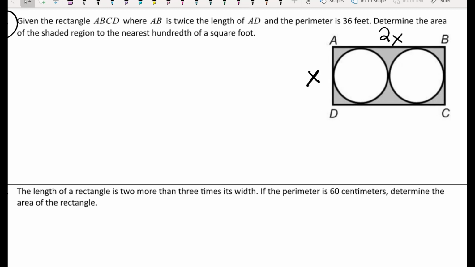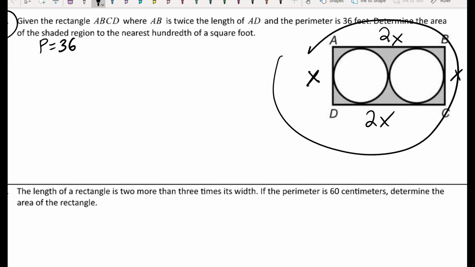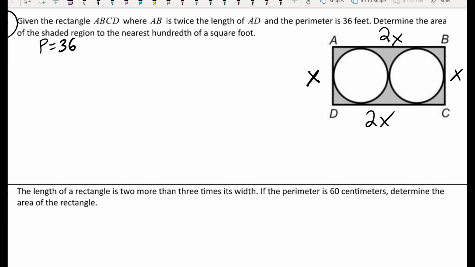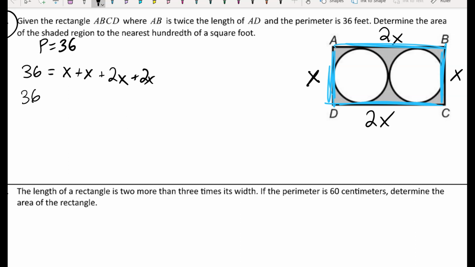Now for a rectangle, remember opposite sides are equal, so I could label BC as x, and DC as 2x. And they tell me my perimeter is 36 feet. And remember, I get that just by summing all of my sides on the outside of a figure. So I'm going to create an equation to help me solve for x. 36 is equal to, well, I've got the two x's for AD and BC, plus 2x, my top side and my bottom side there. So that's the sum of all my sides. That should be equal to 36.